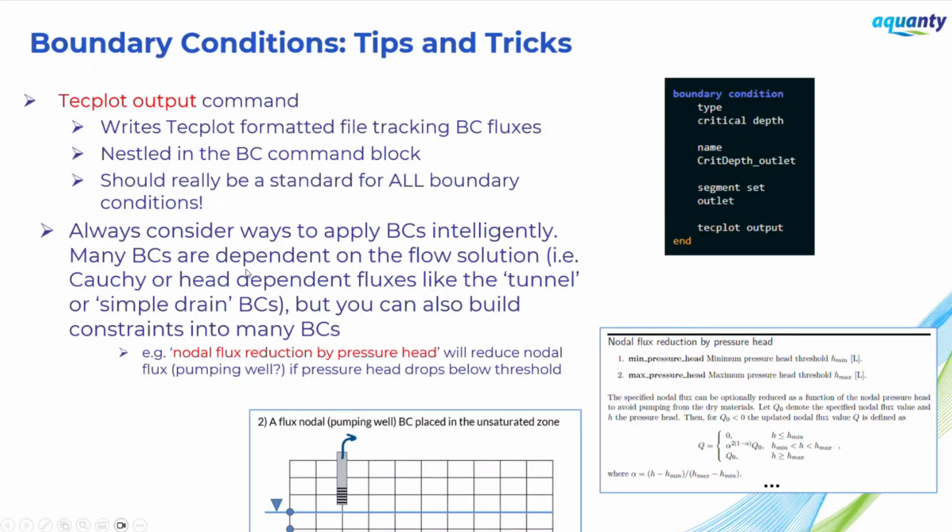This bullet over a little bit, but you should always consider ways to apply boundary conditions intelligently. So, for example, if you apply a flux nodal boundary condition to a node that is dry, HGS will simply try to remove water from an area where it doesn't exist. Many boundary conditions have constraints that you can apply, such as nodal flux reduction by pressure head. This is something that is applied as an option or a constraint to the flux nodal boundary condition. It will automatically modulate the flux based on the pressure head at that node itself. It will potentially turn the flux off if the node is dry. These types of things can often be the cause for your model to not converge on a solution.